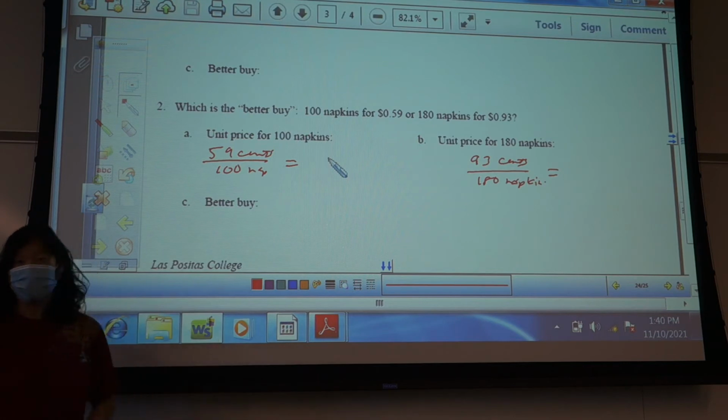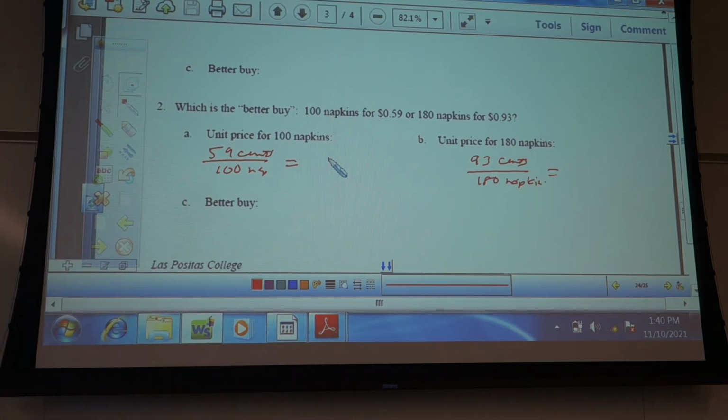Give me your answer. So what's the answer for the first one? Shania, what's the answer for the first one? 59 divided by 100? 0.0059. Yeah, you were doing 59 cents. Yep.